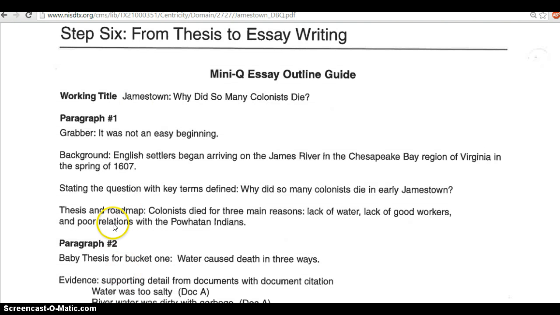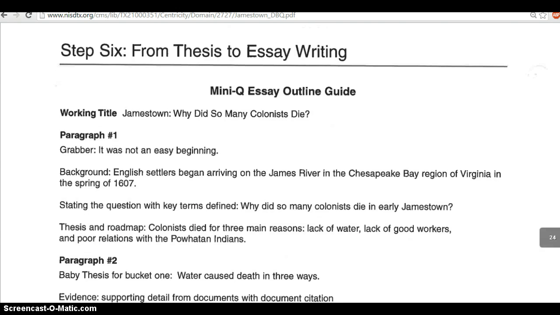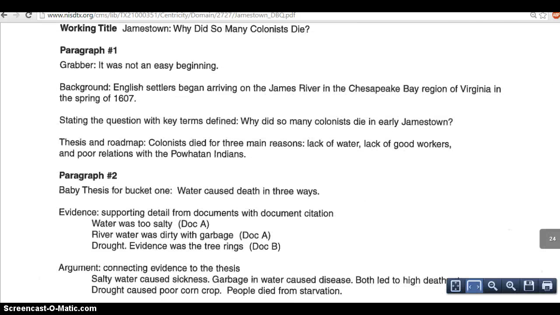This is the information that you're going to use. You're going to have these 3 examples. Water was too salty, parentheses, document A. River water was dirty with garbage, parentheses, document A. And drought. Evidence was the tree rings, and then put parentheses, document B. You will not get the points for this if you do not put where you got the information from.